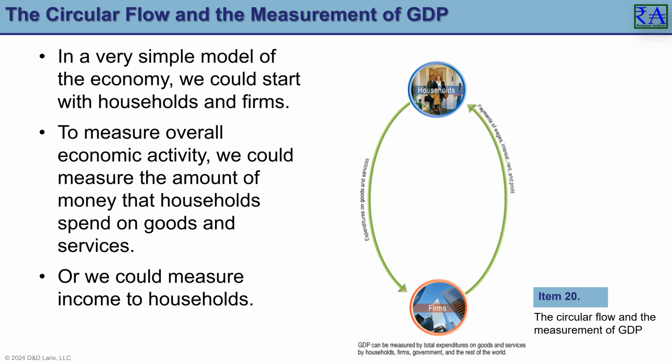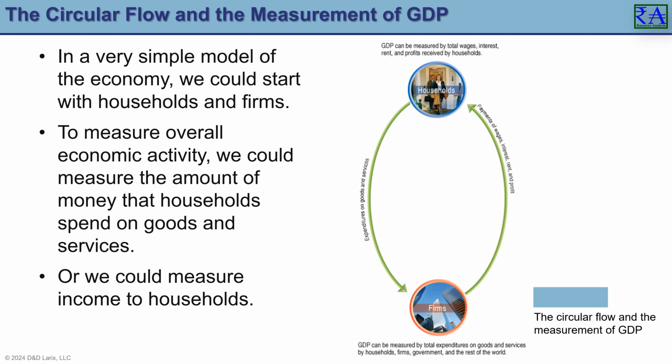Firms, on the other hand, make payments to households in the form of wages, interest, and profits, shown by the green arrow, from firms to households. This income is another way to measure GDP. Both methods, measuring expenditures and measuring income, ultimately give us the same GDP value. This circular flow model is essential for understanding how the money moves through the economy and how we measure total economic activity.